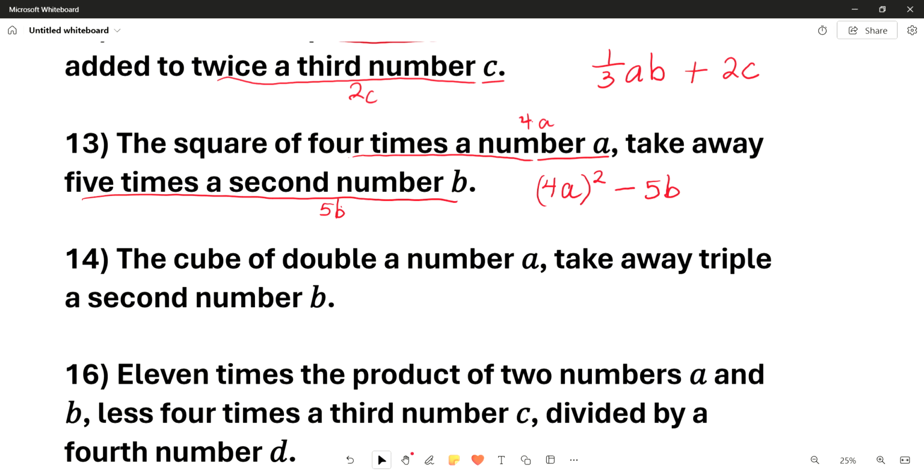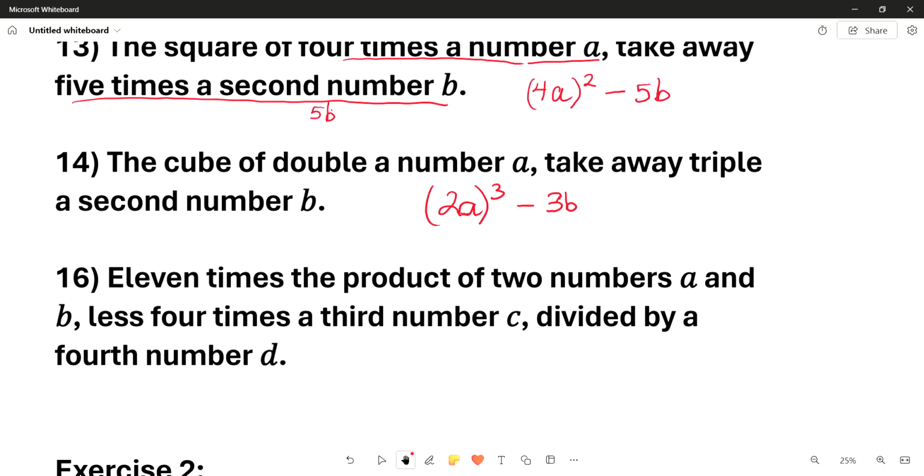All right, number 14 says the cube of double a number a, take away triple a second number b. Well, double a number a is 2a. And if we cube that, it'll be 2a cubed. Take away triple a second number b. Well, triple means to multiply by 3. So 3 times b gives me 3b.